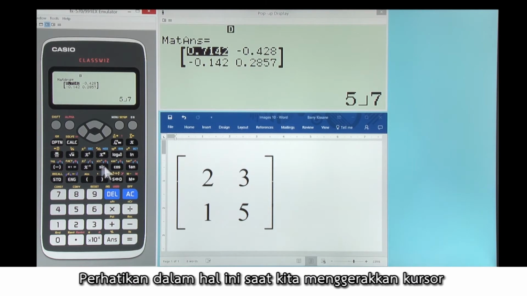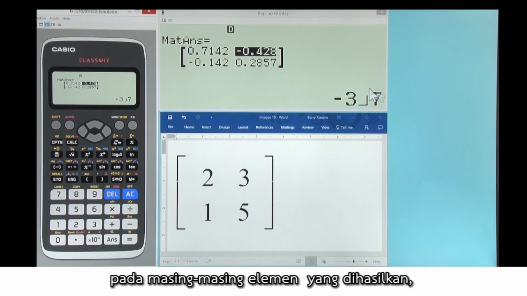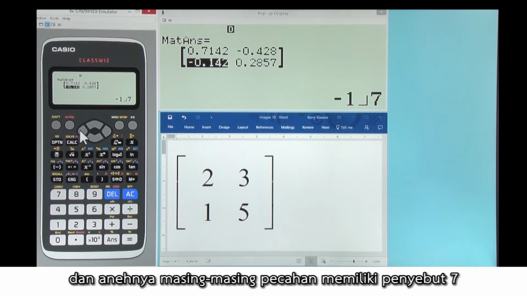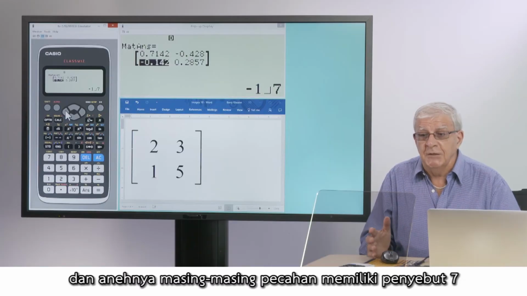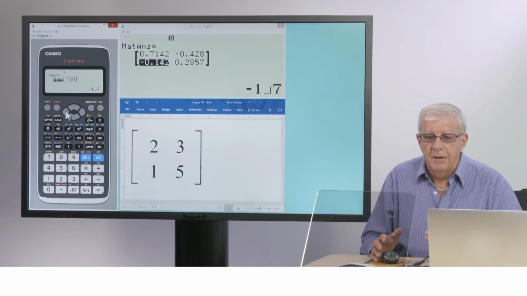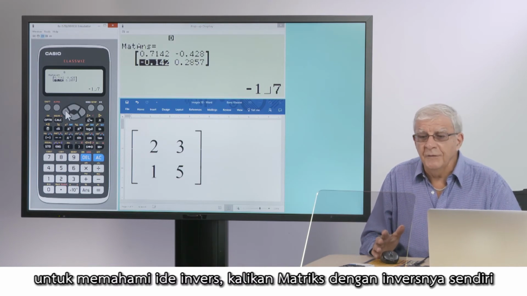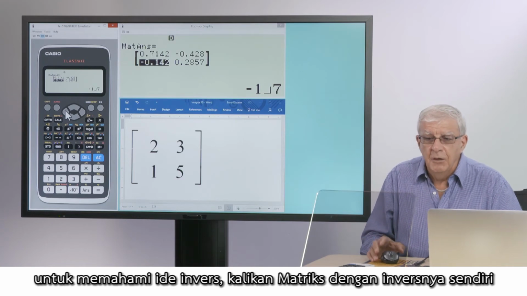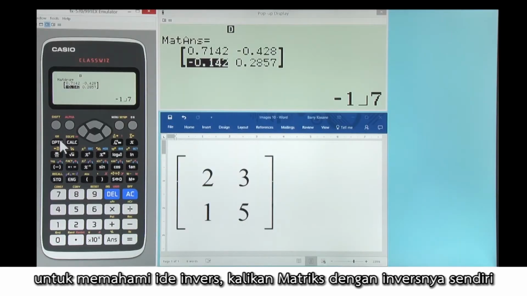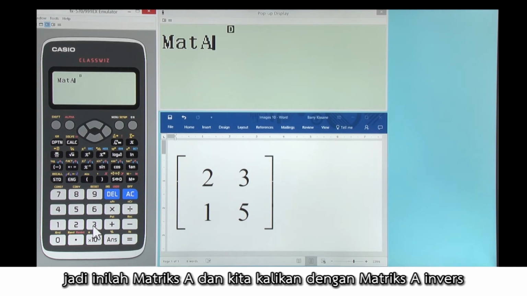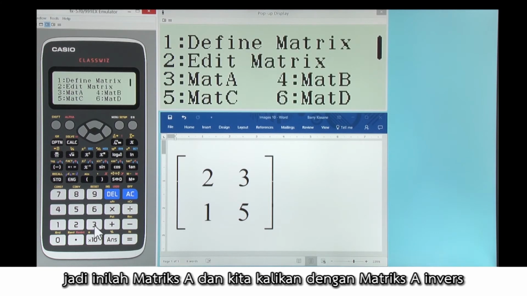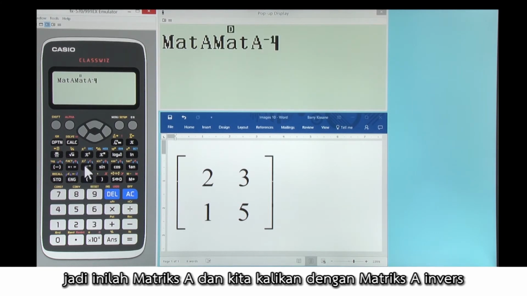Notice in this case, as we move around, that the results are given as fractions at the bottom of the screen, and curiously, each of the fractions has a denominator of 7. We'll see where that comes from shortly. To understand the idea of an inverse, multiply the matrix by its own inverse. So here's matrix A, and we multiply that by matrix A inverse.